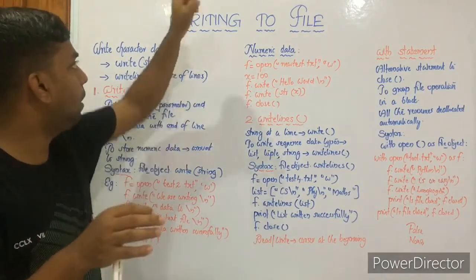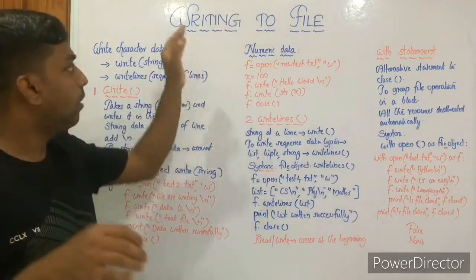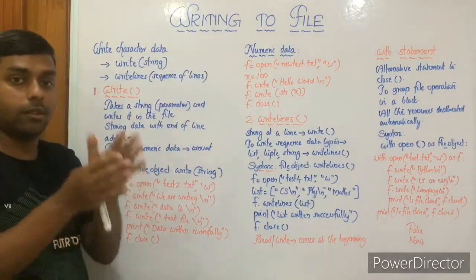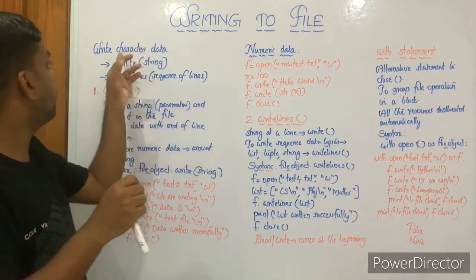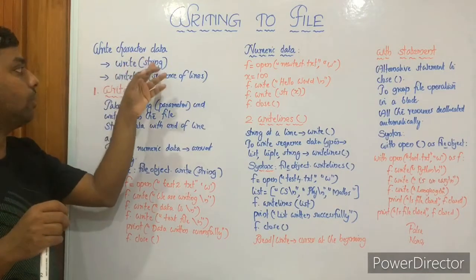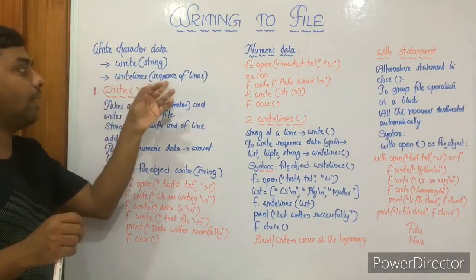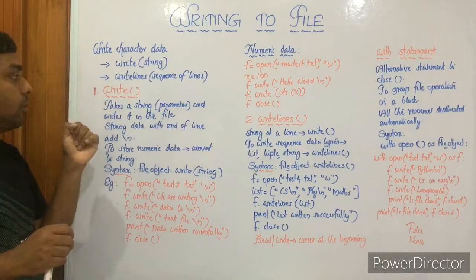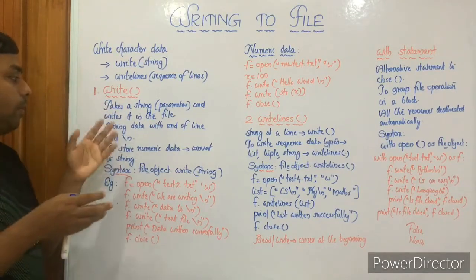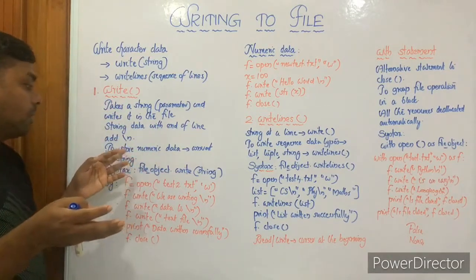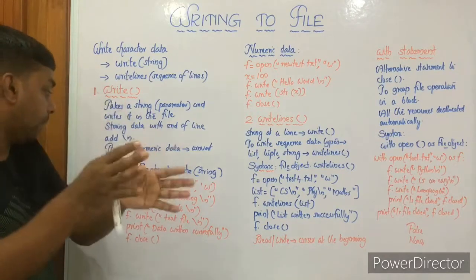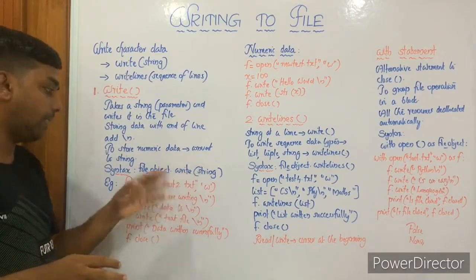Okay, before ending, let's look at the topics again. Writing to file, it's one of the main operations along with read and append. Then to write character data, we have a write function which takes a string, and writelines, a sequence of lines. The write function takes a string as parameter, slash n should be added by the user explicitly. Numeric data should be converted to string. Then the syntax is file object dot write string.